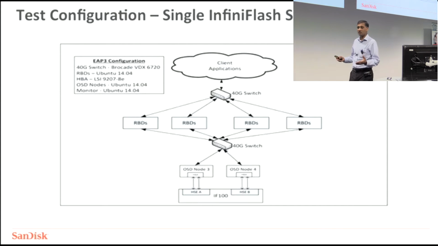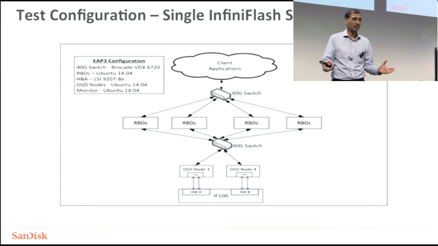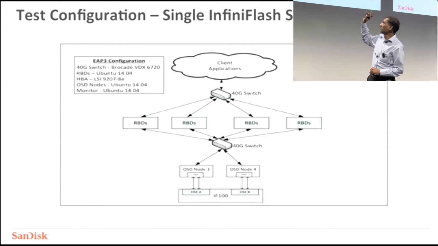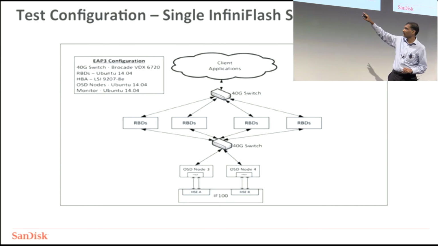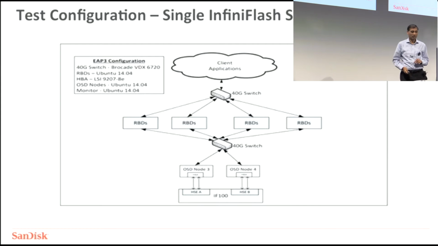So the one thing that we wanted to really compare is to see how Ceph would perform without any tuning and with all the tuning and changes that you've done for Flash. In this test configuration, we used one InfiniFlash. IF100 is our number for the InfiniFlash system. This is a 512 terabyte, fully populated system, and we used 2 OSD nodes. These are dual sockets, 12 cores each, so 24 physical cores for each OSD node, and 4 RBD clients running this, using a 40 gig switch.